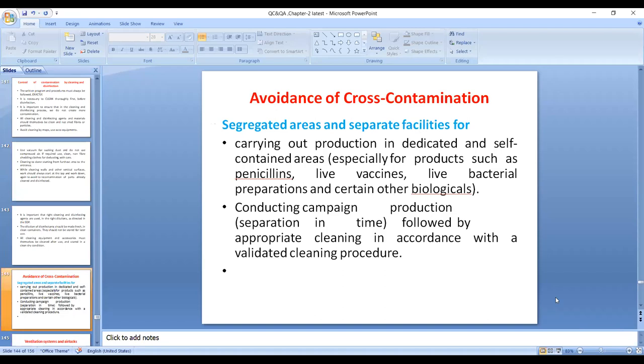In the next class we'll look into the avoidance of cross contamination. We have seen contamination, types of contamination, sources of contamination, and how to minimize contamination. Next, most important, is the avoidance of cross contamination, which should be dealt with in a good way. In the next class, I will talk about this. Thank you very much.